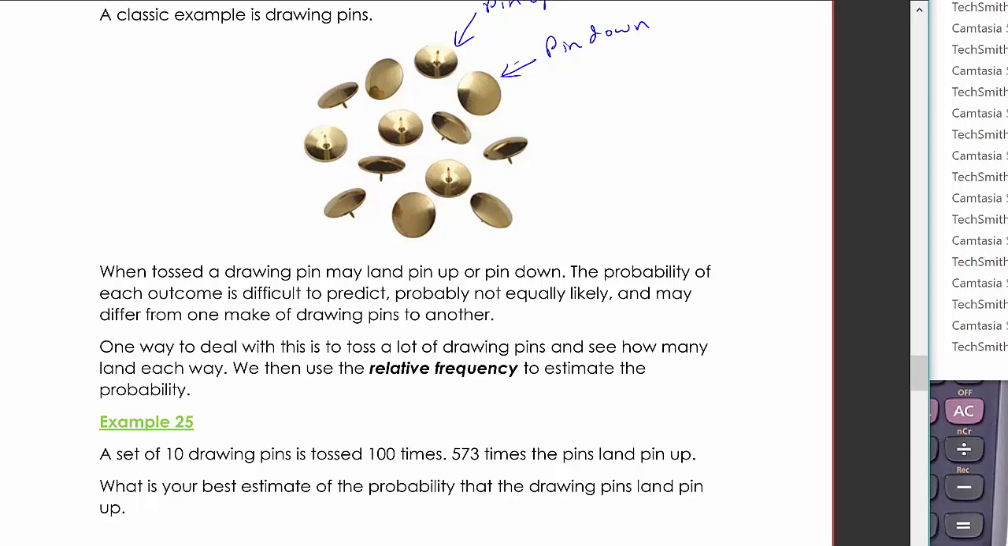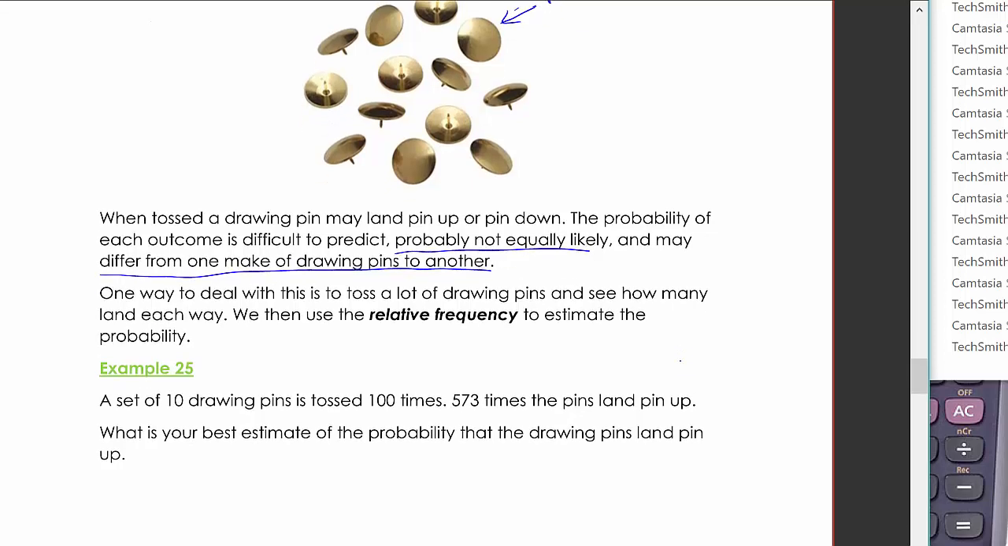The probability of each outcome is difficult to predict, probably not equally likely, and may differ from one make of drawing pins to another. The weight distribution might be different in different drawing pins. Indeed it is. If you go and just randomly pick some off of a board or go to Officeworks and look at some different drawing pins, you'll see the weight distribution is different.